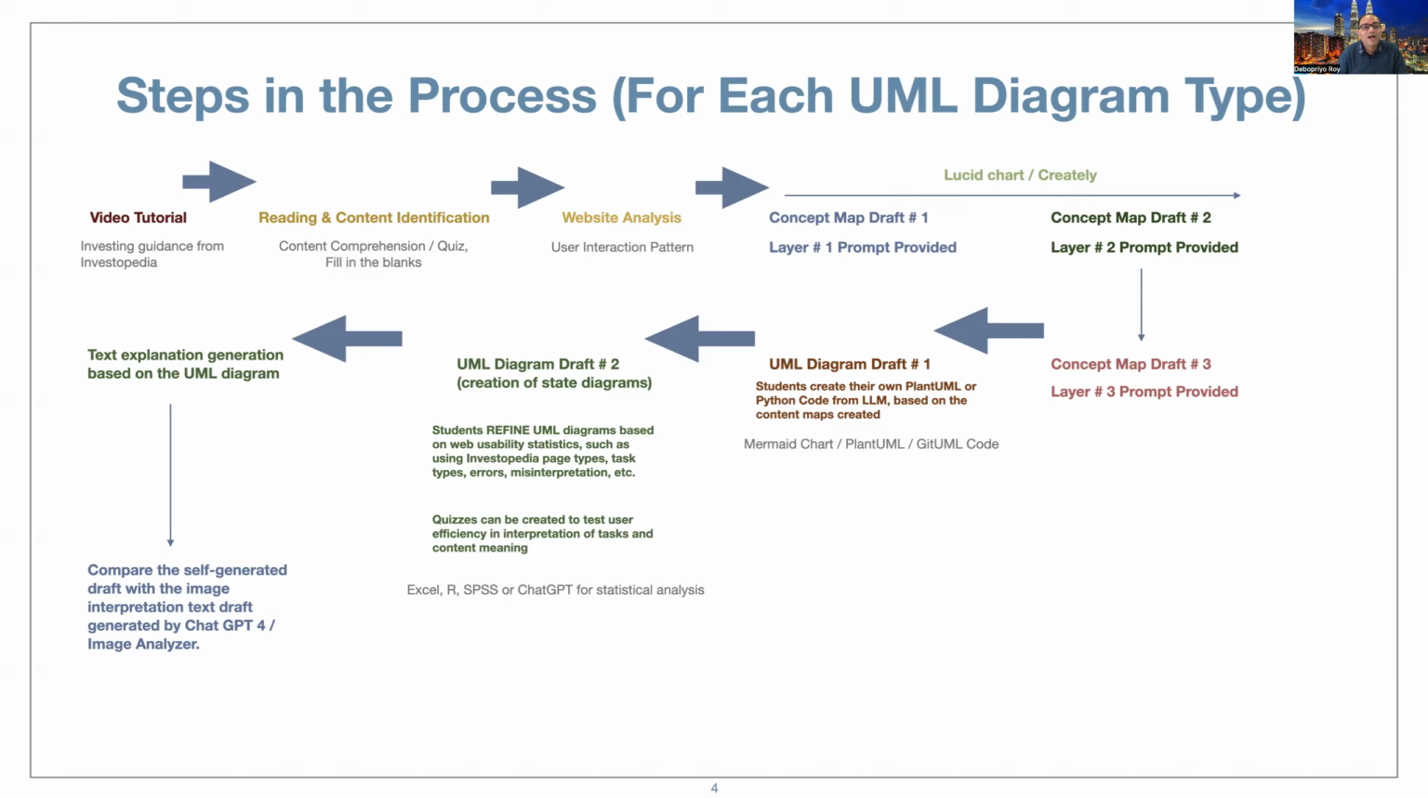So then you ask students to write a text explanation based on the UML diagram. Okay, and then students can compare the self-generated draft with the image interpretation text draft generated by ChatGPT for the image analyzer. So the state diagram, you put the state diagram into LLM, you get a review of what the diagram means, and you match it with your text and see whether it matches, in terms of the content comprehension, in terms of the sequence in which the events have been mentioned.